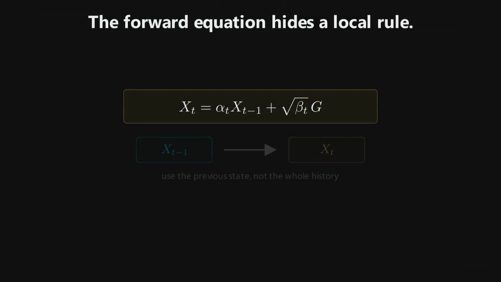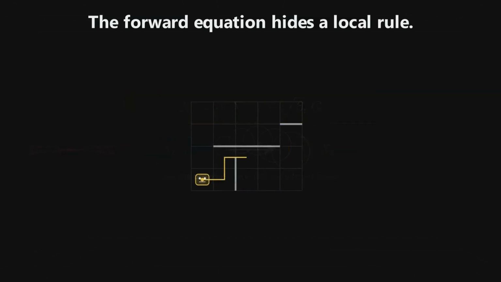Now, let us look more carefully at the forward equation. There is a very important property hiding inside it. To produce x_t, we only use x_{t-1}. We do not directly look at x_{t-2} or x_0 or the entire history of the system. It is like a robot walking through a foggy maze with extremely short-term memory. At each step, the robot only says, "Where am I now?"